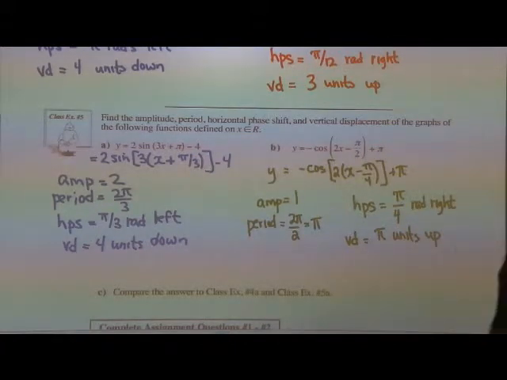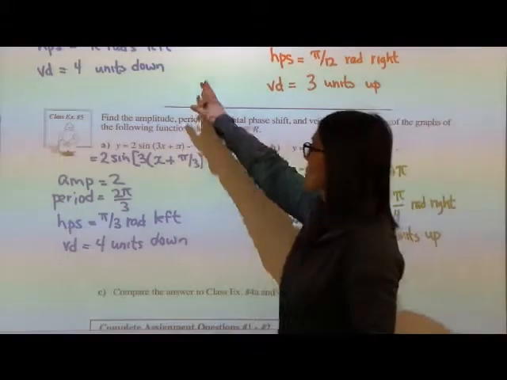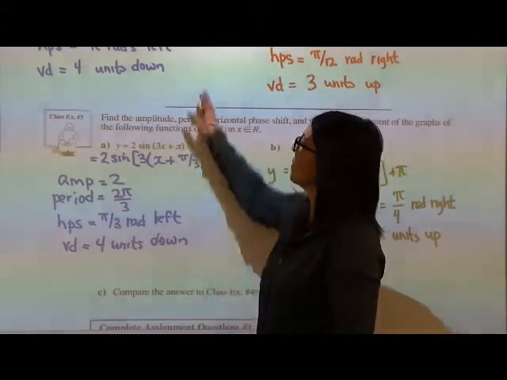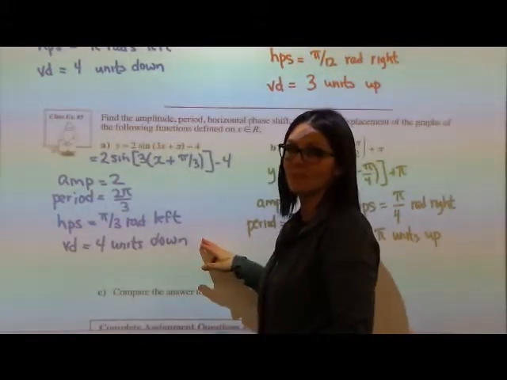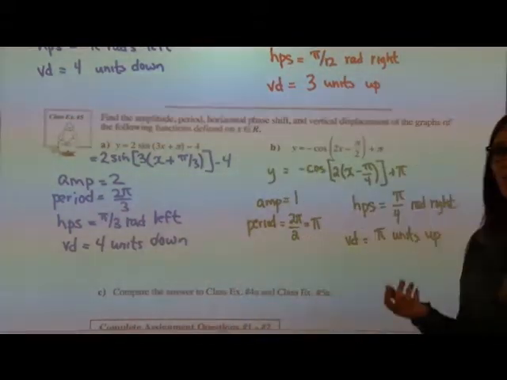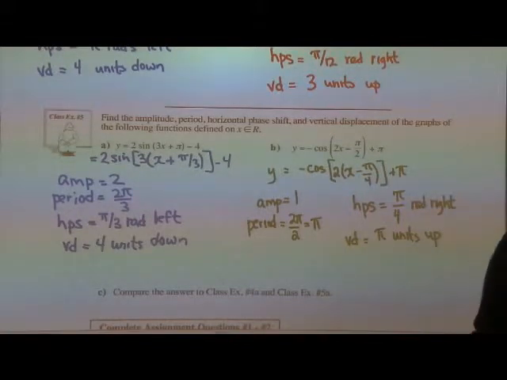So it says compare the answers of class example 4A and 5A. And what do you notice? They're the same. Because the equation was the exact same. It was just written in a slightly different form.